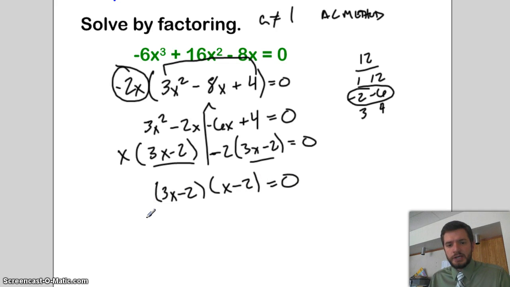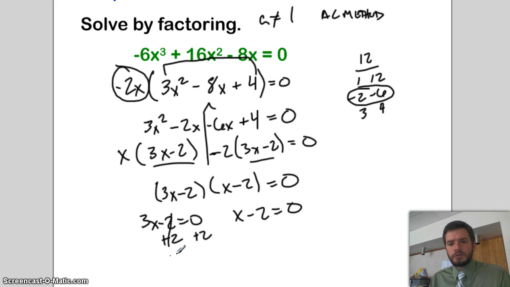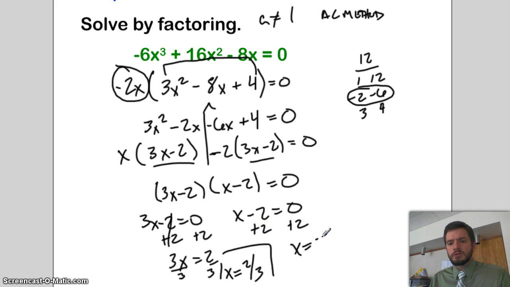And set each one of these guys equal to 0. So 3x minus 2 equals 0, and x minus 2 equals 0. So add 2. So 3x equals 2, divide. So x equals 2/3 for our first one. And then add 2 here, and x equals 2 for our other one.